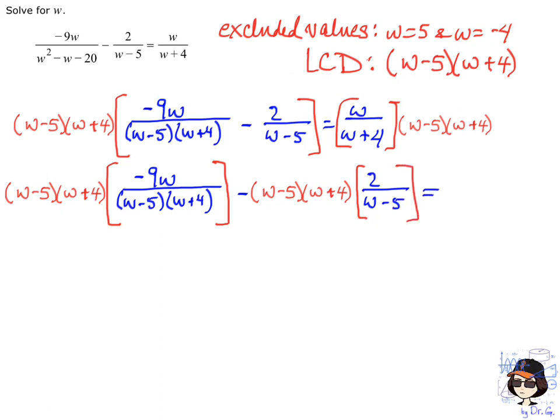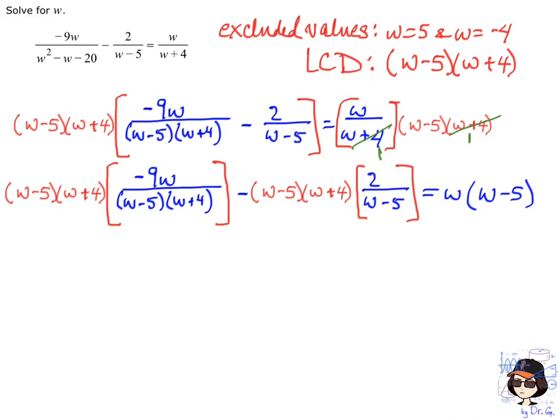And now, before we write down the right side, we notice that the right side didn't have a difference. It was just the product w over w plus 4 times w minus 5 times w plus 4. So we can cancel right away on the right side. So the denominator w plus 4 cancels with the w plus 4. So we're just left with w times w minus 5.